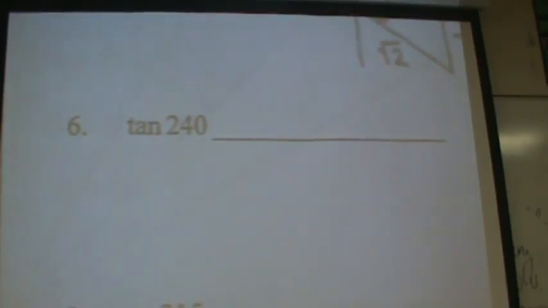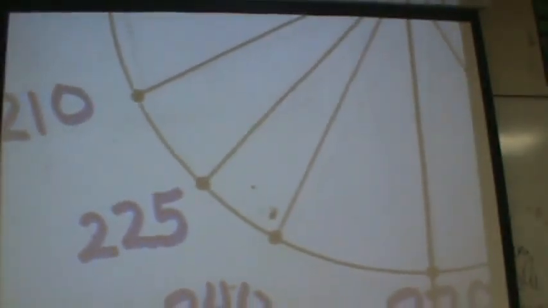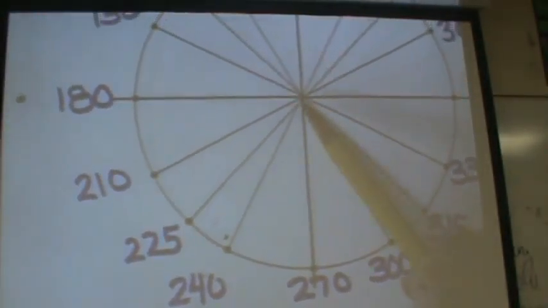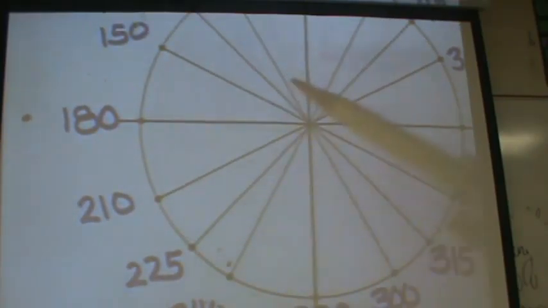Okay, 240. Where is 240 degrees? Look at your triangle. 240 degrees, it's in quadrant 3. So what angle do we have right here? What's this angle right here? 60. This is a 60. Here's your 240. This is a 60. Everybody see that? If it was 225, it would have been a 45. No, 240 is right here. So this is a 60-degree angle.